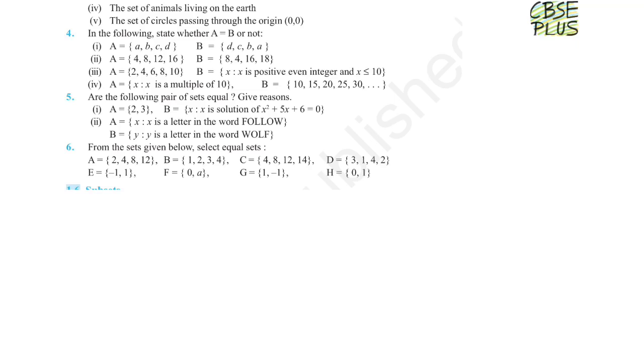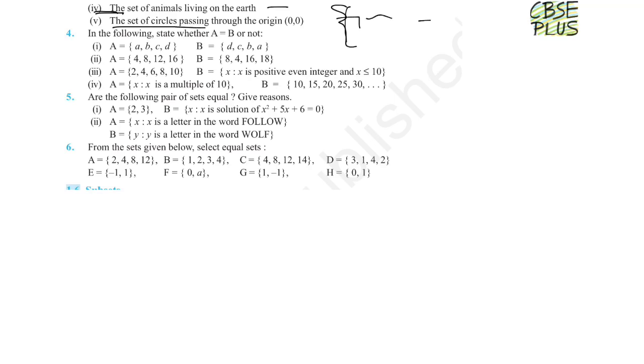There are two more sub questions in the third question. The fourth one is the set of animals living on earth. Is it a finite number or infinite? It is a finite number. We can count these numbers. So this is a finite set.